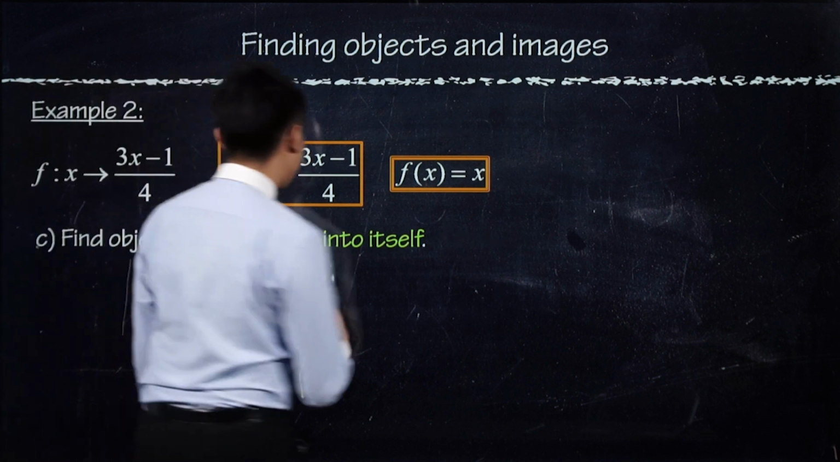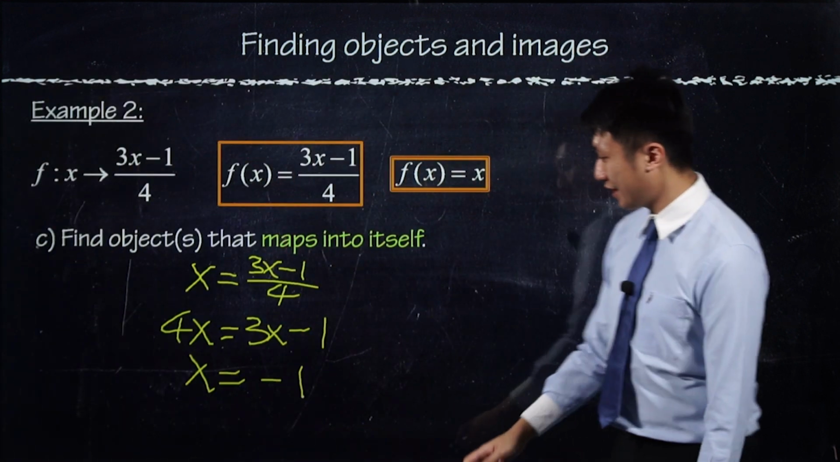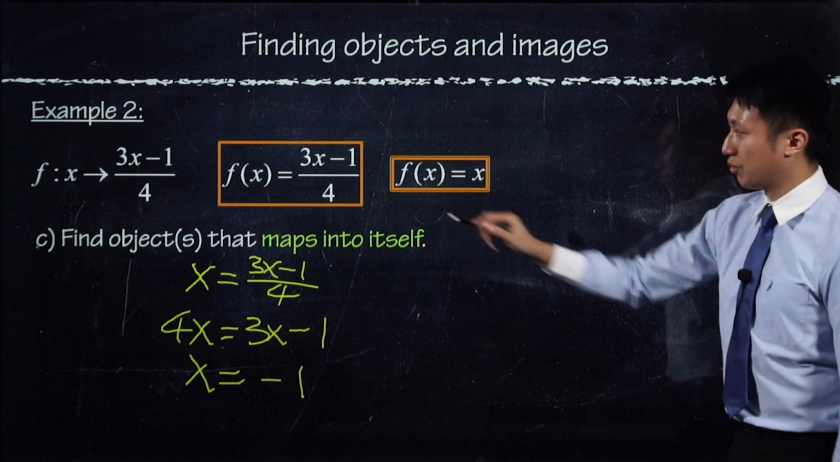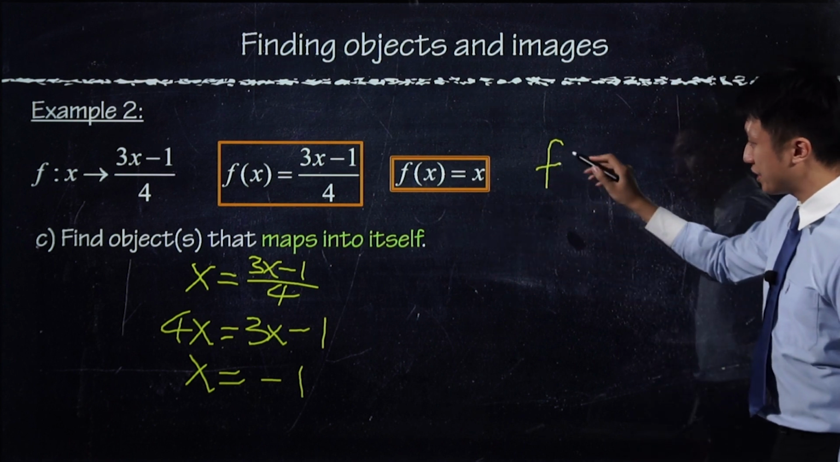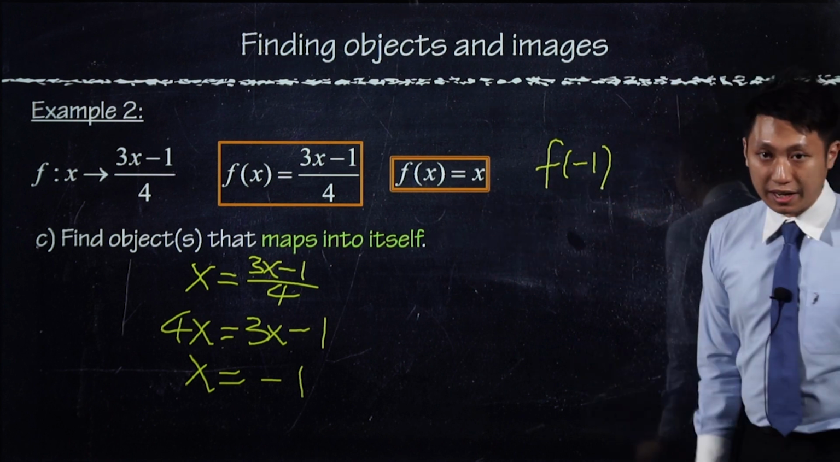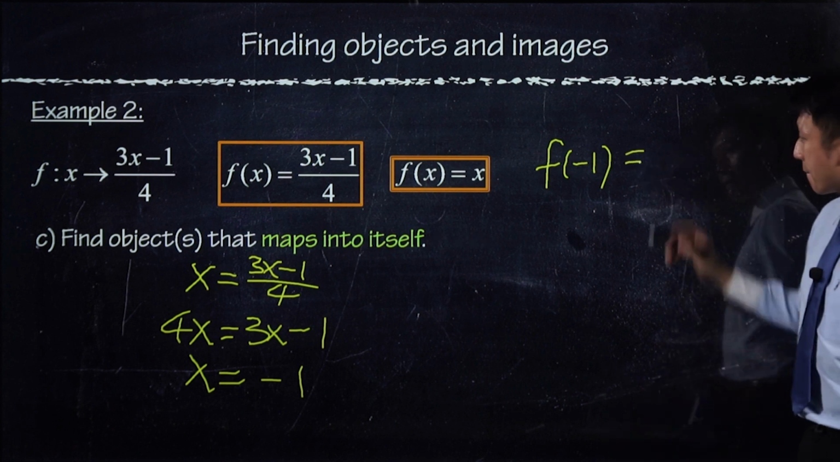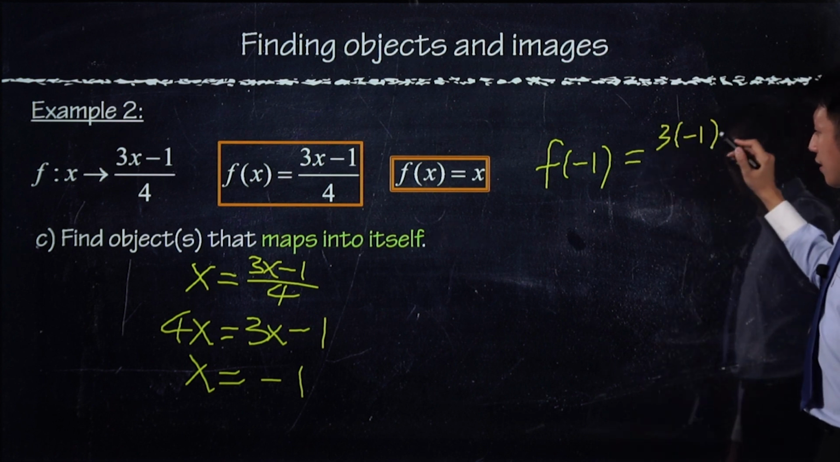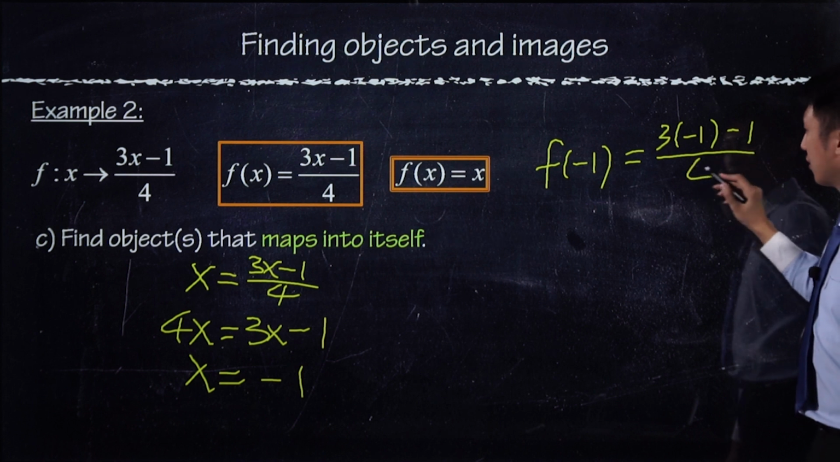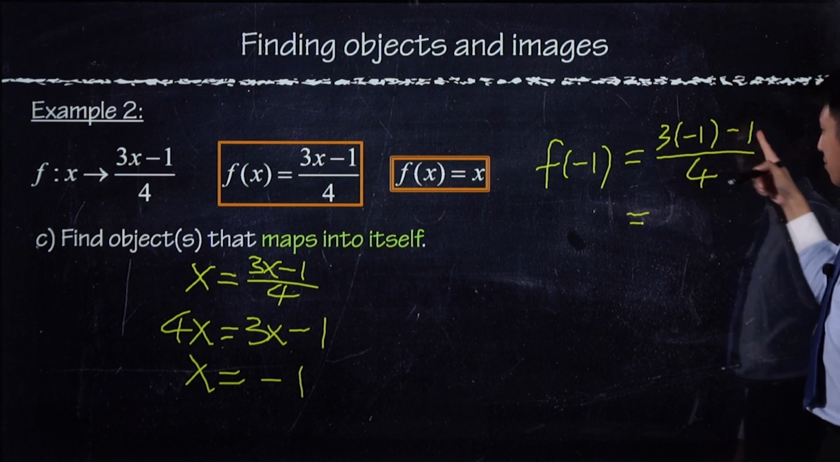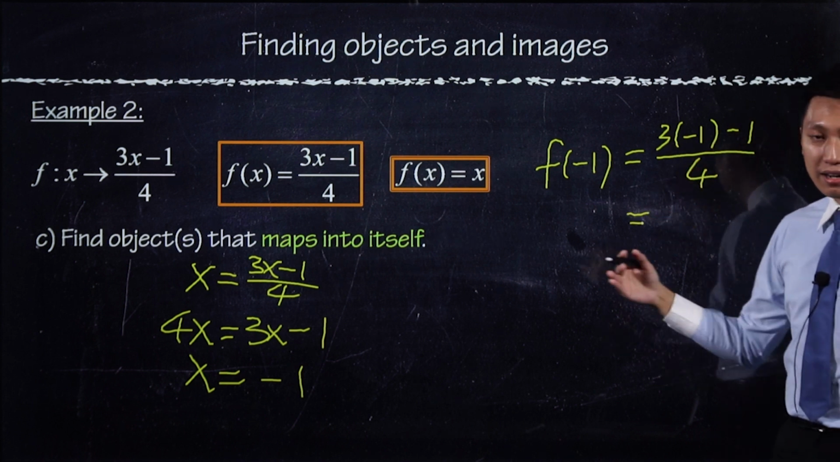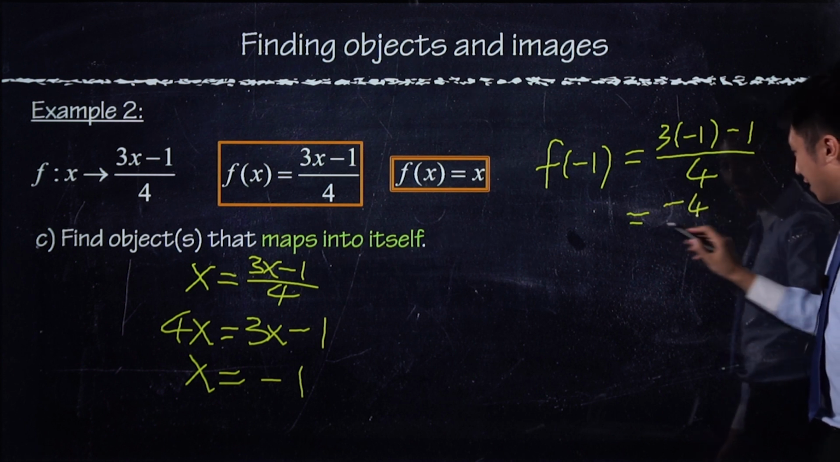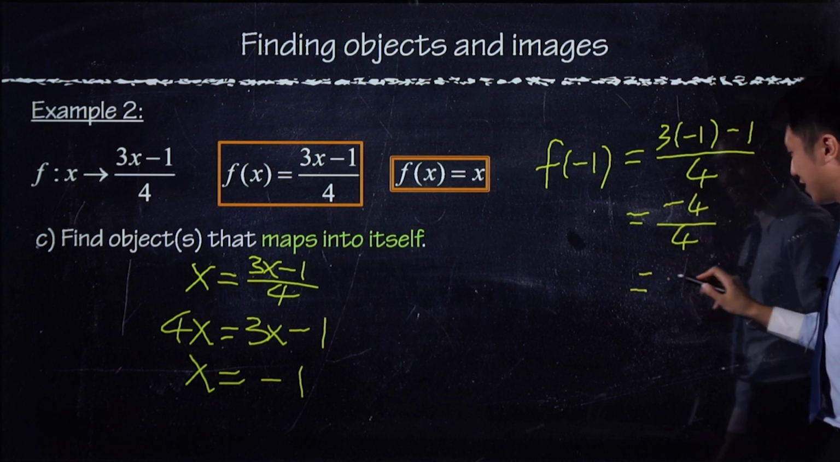Okay, let's substitute back into f(x). So I substitute -1 into f(x), which is f of -1. What do I do here? 3 times -1, then minus 1, divided by 4, is equal to -3 minus 1, so it's -4 over 4. I write it for you. Which is -1.